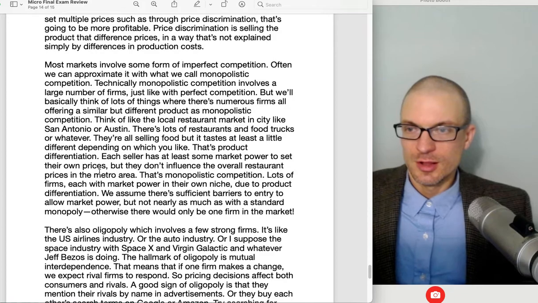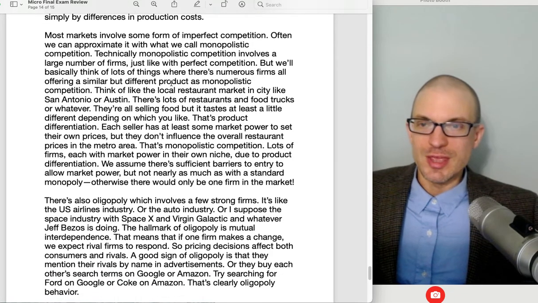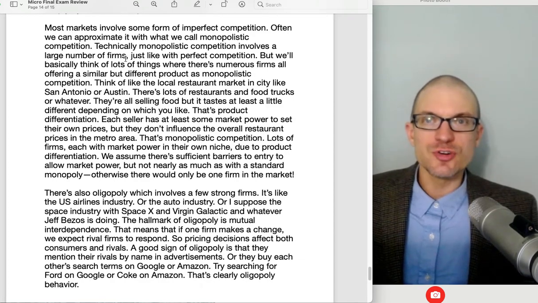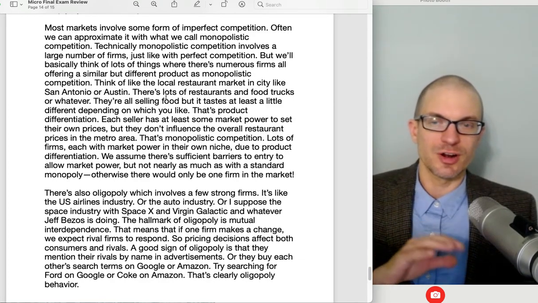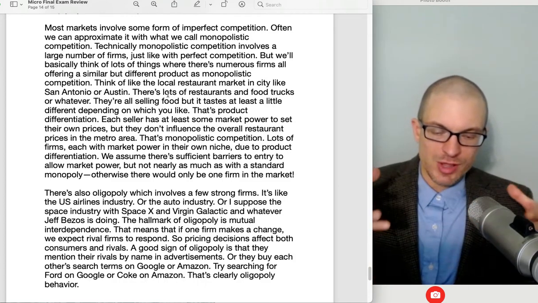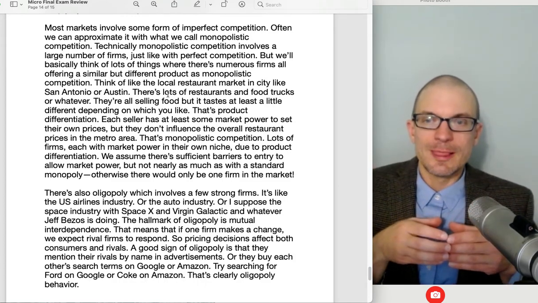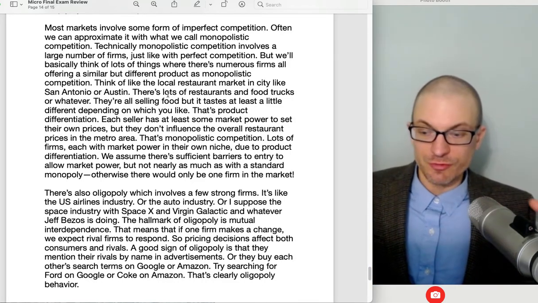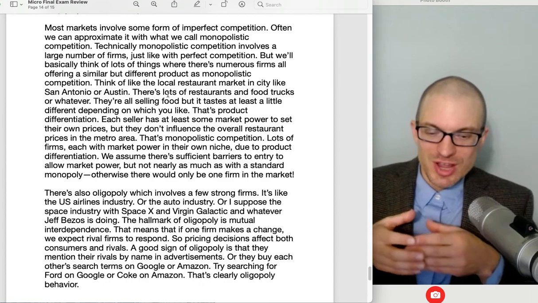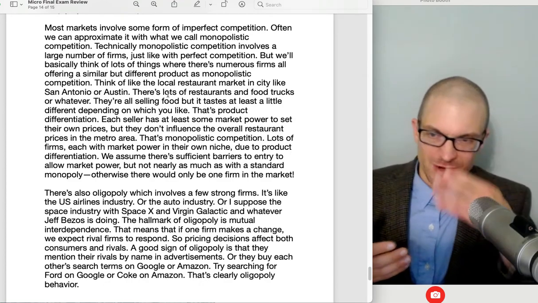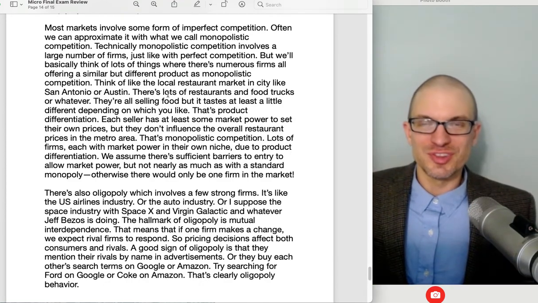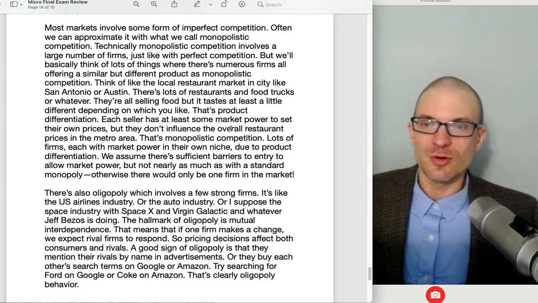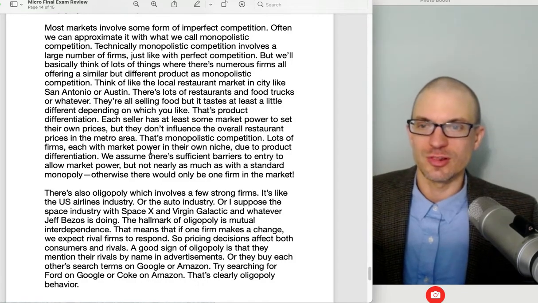Most markets involve some form of imperfect competition. So usually we have monopolistic competition, which has a large number of firms producing products that are similar within the same general category, but differentiated within a niche. So the idea is like the restaurant market, where there's a lot of different firms locally selling food, right? But each has their own niche, their own menu, their own collection of consumers that are most devoted to their menu. Each seller has at least some market power to set their own prices, but they don't influence the overall restaurant prices in the larger metro area.